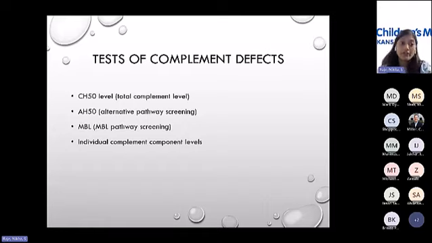A lot of people are walking around with low MBL levels and doing completely fine, so you really don't need to look for that. This is just a complete list that I wanted to mention. And then depending on CH50 and AH50 levels, you could order individual complement components to look for a particular complement defect.